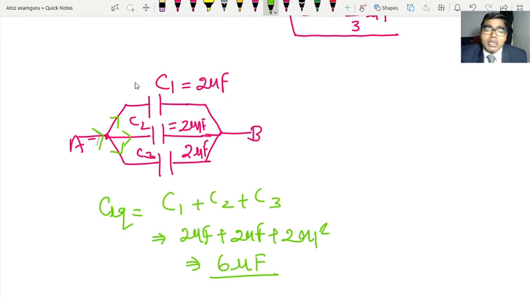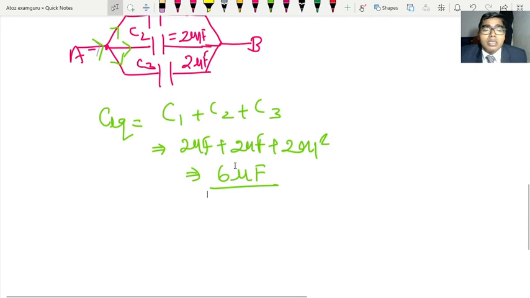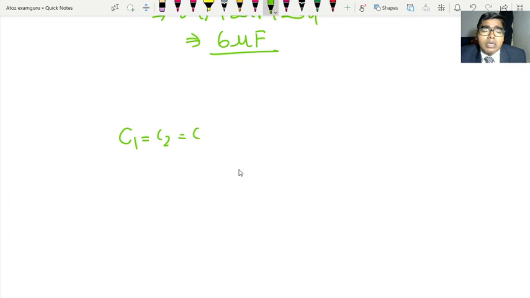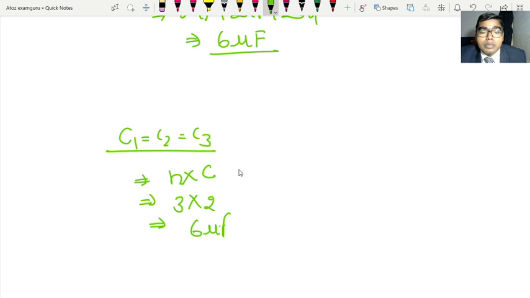Simply, you can find another very peculiar observation in this case, that if the capacity is the same, like in this case, because all C1, C2 and C3 are the same, then you can say it is n times the capacitance. Simply suppose that n is 3, because all are the same capacitance, and for 3 elements of 2 each, you also get 6 microfarad. Because by doing this, your time will be reduced.